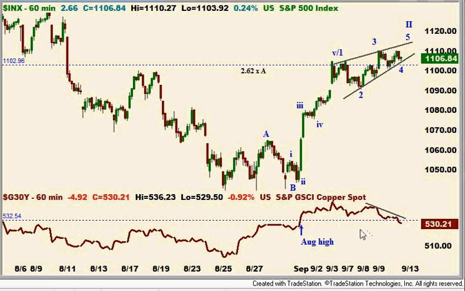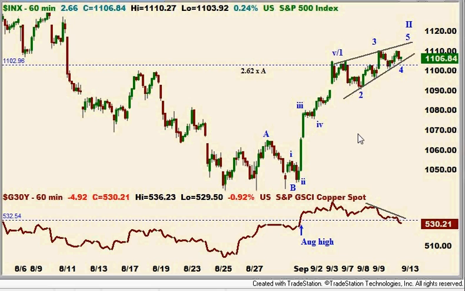divergence in copper. However, just noting copper here, copper has already taken out the August high. I think that still is bullish for the market, and I think that higher prices are still likely until we get a more severe downturn in breadth and various bellwethers.